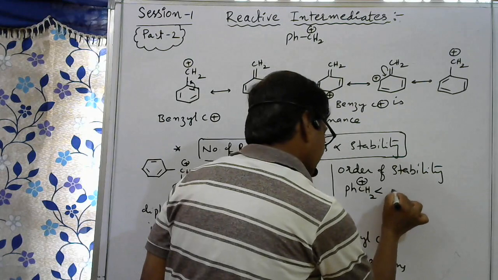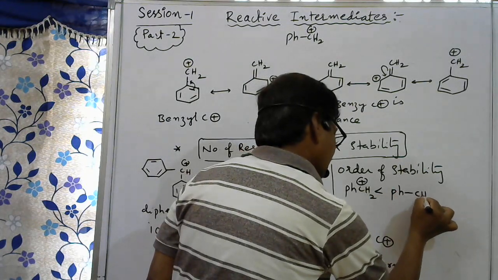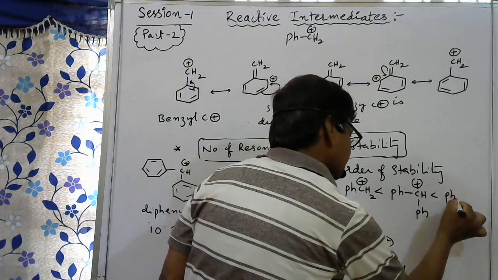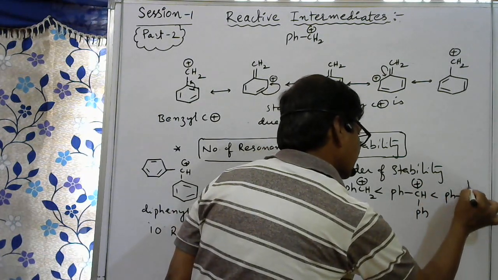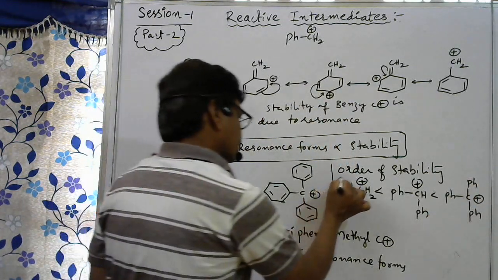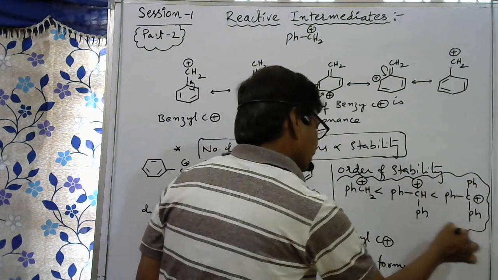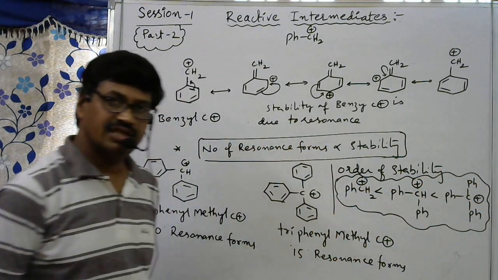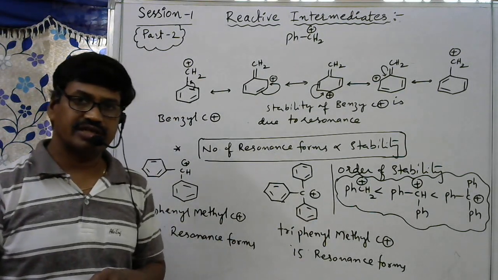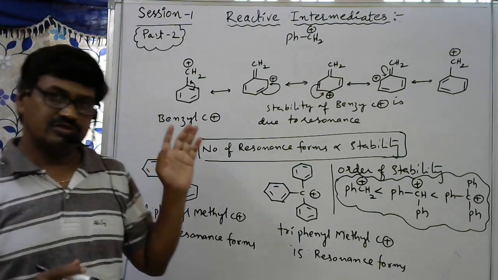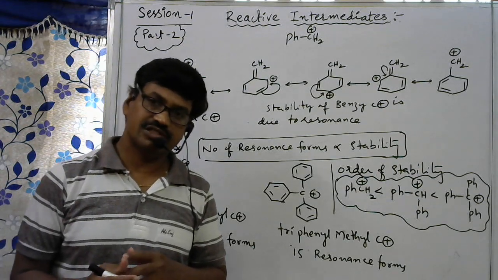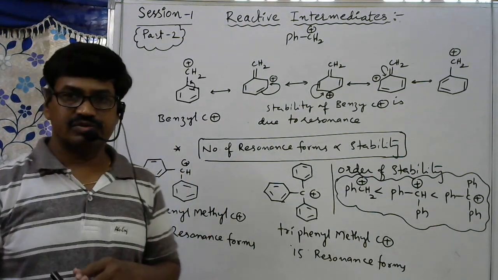Then diphenyl methyl, here one more Ph. Then Ph C plus, with one Ph here and one Ph here also. This is the triphenyl carbocation. So this is the order of stability for benzyl, diphenyl methyl carbocation, and triphenyl methyl carbocation. So when the number of phenyl groups on C plus increases, the number of resonance forms increases, so the stability also increases.